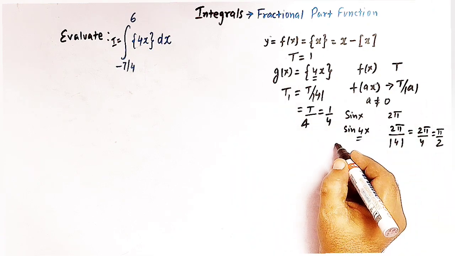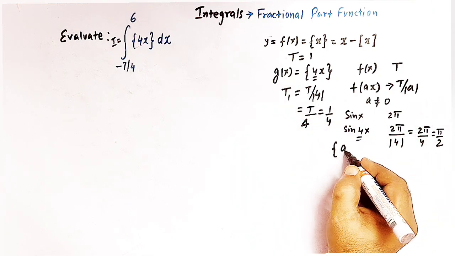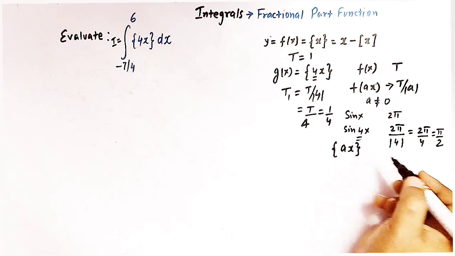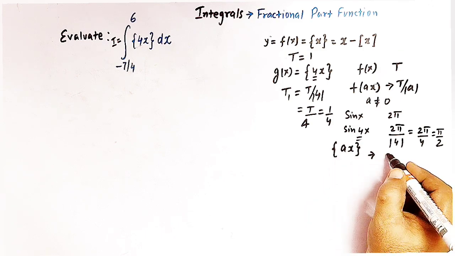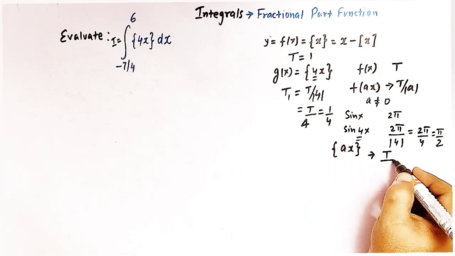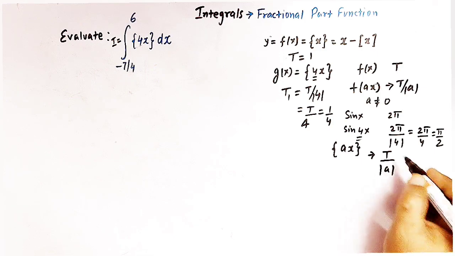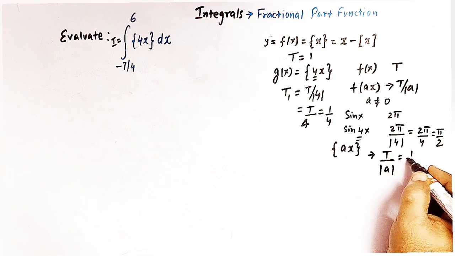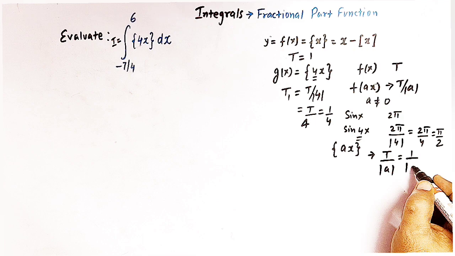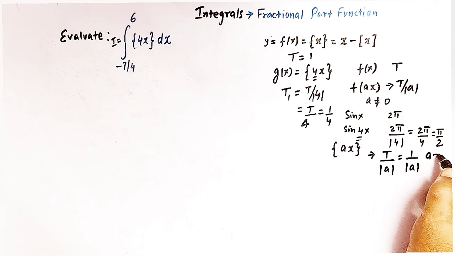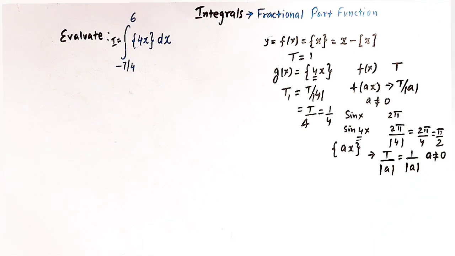So in general we can say that the period of fractional part of ax is given by T divided by mod of a, and T is 1, so we have 1 over mod of a, and a is not equal to 0.